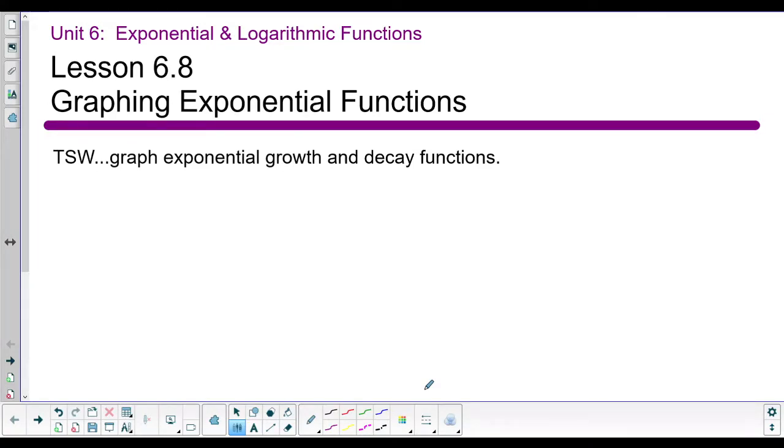So let's start by talking about what an exponential function is going to look like and some of the weird properties that they have, and then we'll go look at some examples together.